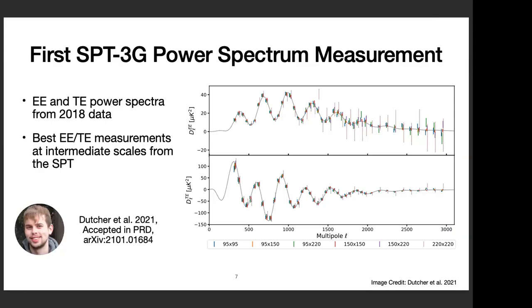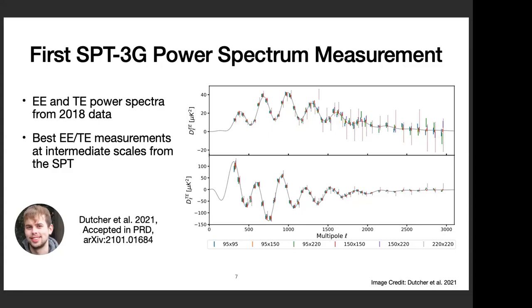These are shown in the plots on the slides here with the EE spectrum at the top, TE spectrum at the bottom panel. The horizontal axis, labeled here as multipole moment, is essentially just a different measure for angular scale, with small angular scales living to the right and large angular scales living to the left.